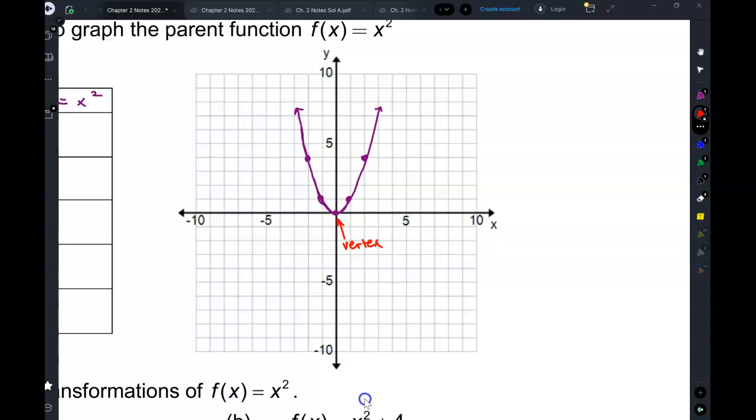Okay, so all you need is either the left 2 points or the right 2 points, and then you can just mirror them. So take a look at what we're going to do here.